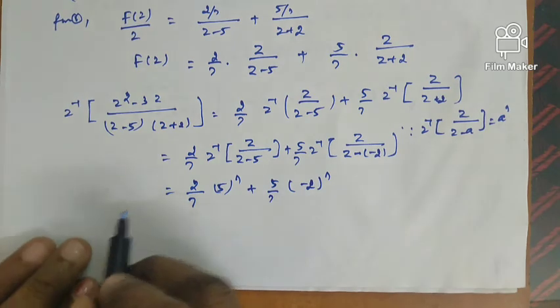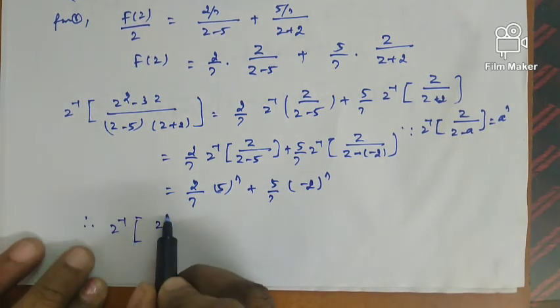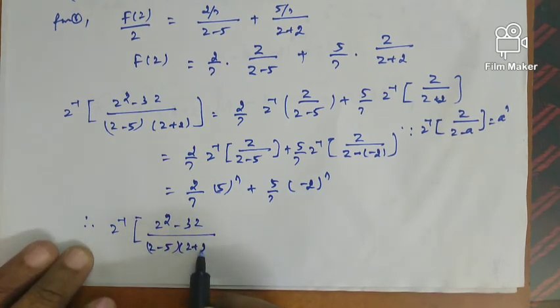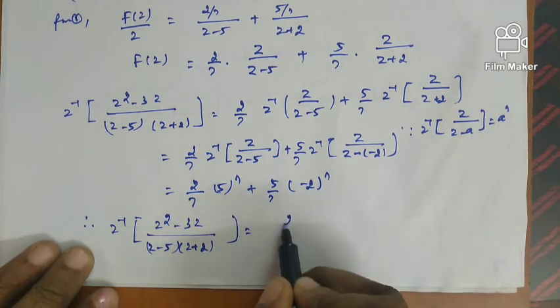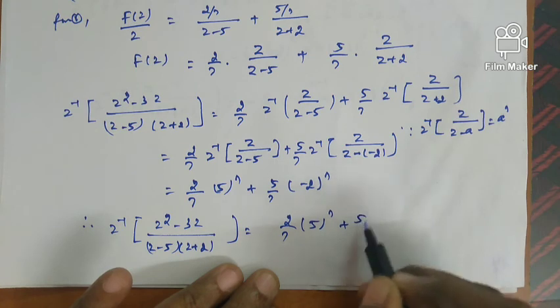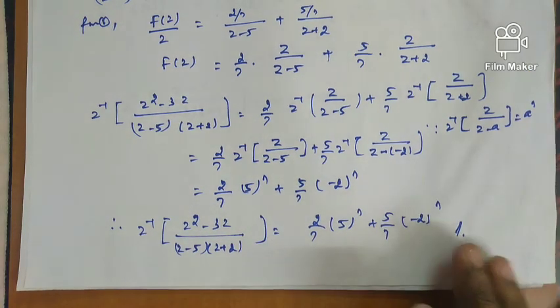So the answer for the given problem is: z inverse of (z square minus 3z) divided by (z minus 5) into (z plus 2) equals 2 by 7 into 5 power n plus 5 by 7 into minus 2 power n. So this is the answer for the second question.